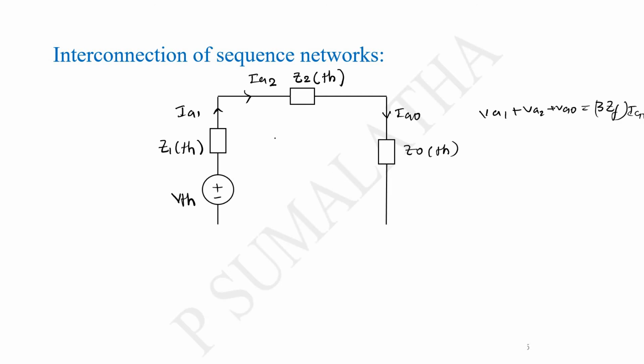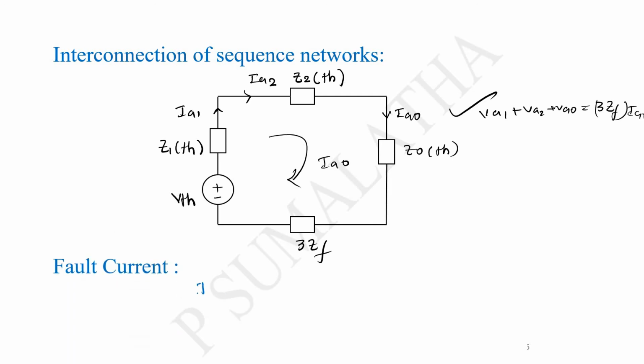What does that mean? If you consider the current flowing through this loop is IA0, so the 3 ZF will be connected in the loop like this. Then only we will get this relation. Finally, we got the interconnection of the sequence network. Now, what is the fault current?